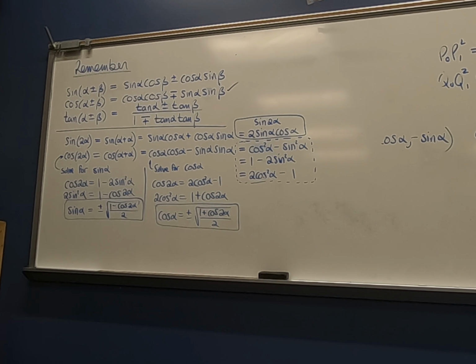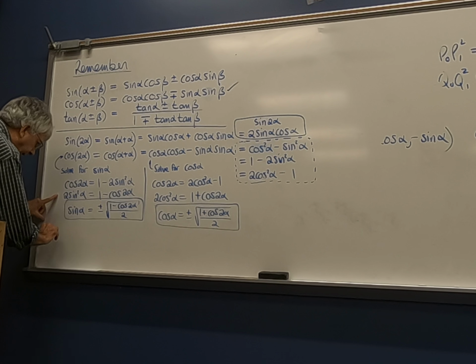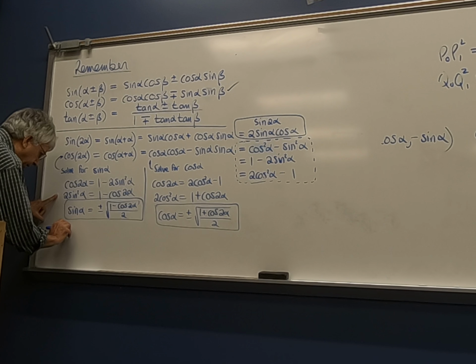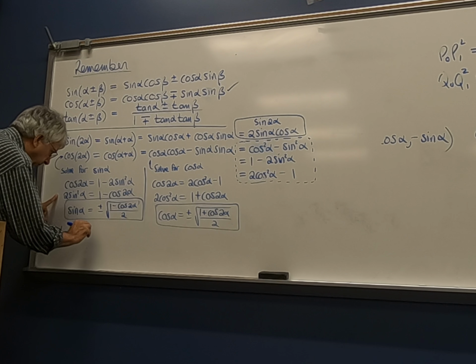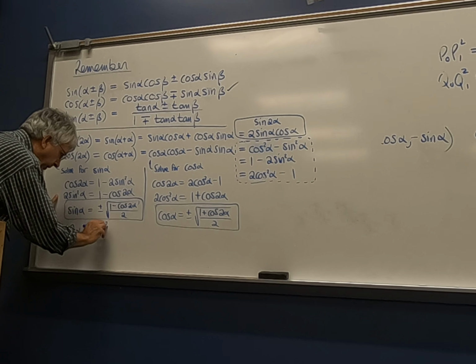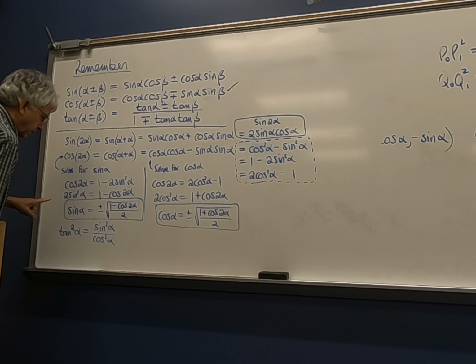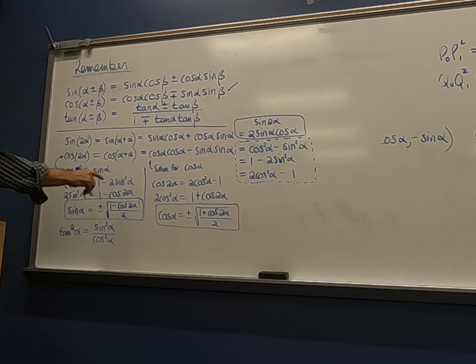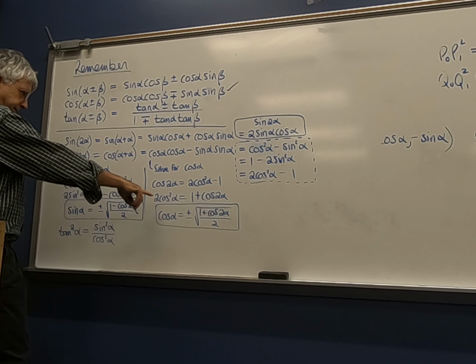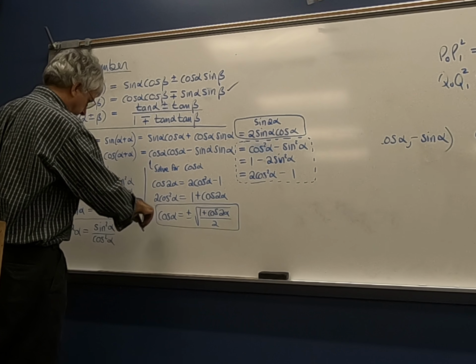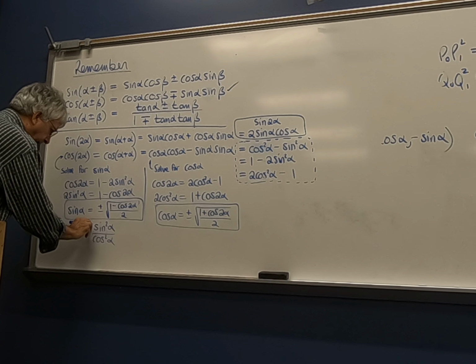What's the best way of writing that? I can say sine squared over cosine squared, right? Is tangent squared, so I'm going to say tangent squared alpha is sine squared alpha over cosine squared alpha, which is going to be, so I can just put a 2 here, right?